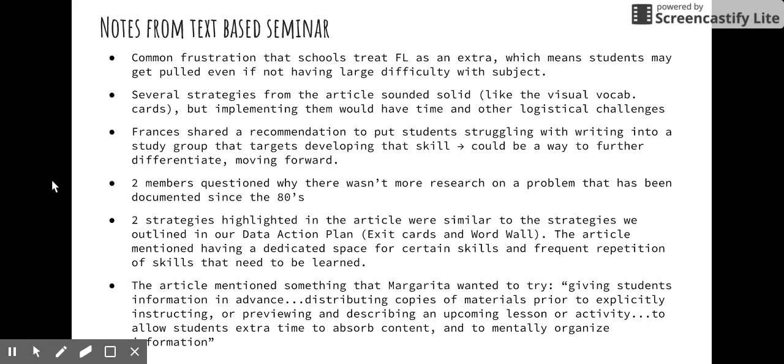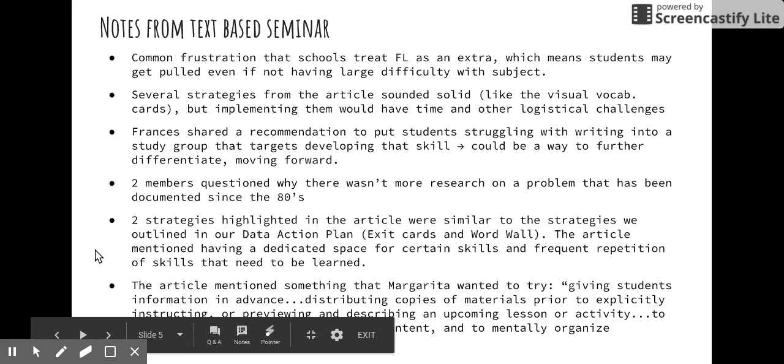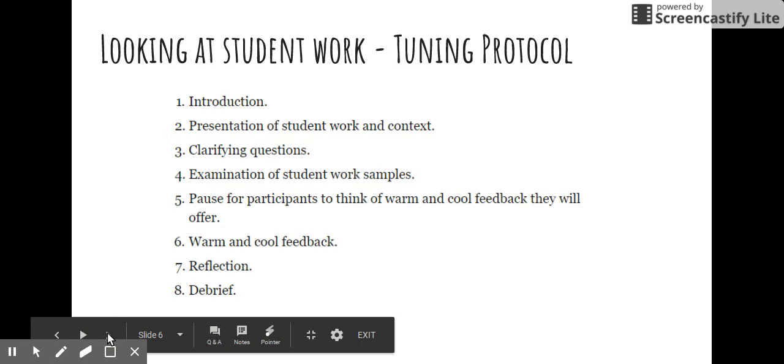And I came away wanting to try one of the strategies in the article, which was giving students information in advance and distributing copies of materials prior to explicitly instructing, or previewing and describing an upcoming lesson that I know ahead of time, to give students extra time to absorb content and mentally organize and frame the information that they're going to be receiving.